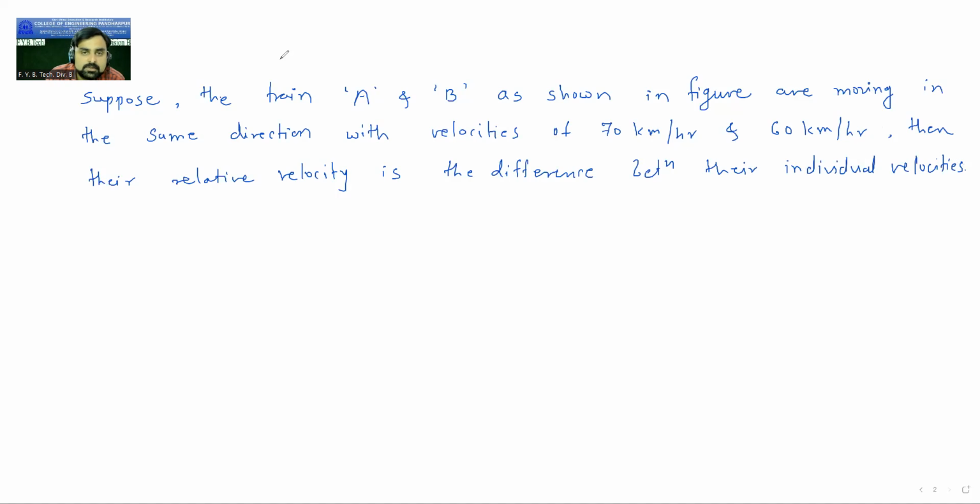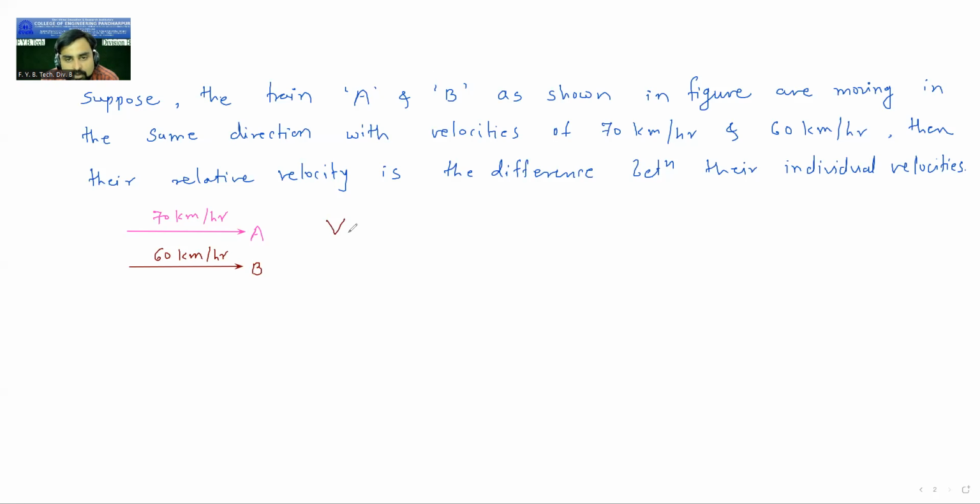So the diagram is here. You can see this is the first train, train A, moving with a velocity of 70 km per hour. And if you see the other train here, this is train B. This is moving with a velocity of 60 km per hour.